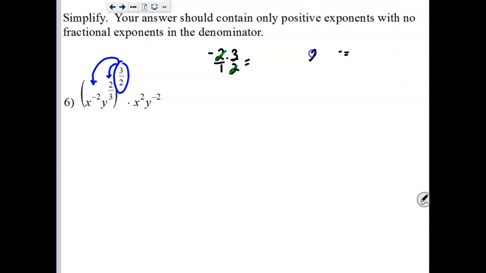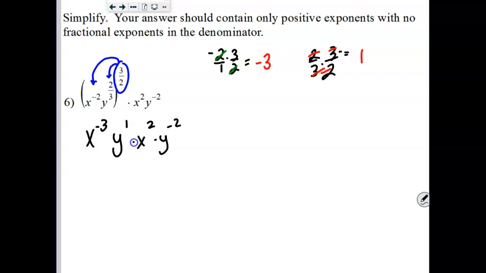Like I said, this is 2/3 times 3/2. Okay, so that one has lots of cross cancellation, right? It just becomes a 1. What does this one become? -3, very good. So this is x to the -3 times y to the 1st, but don't forget you still have the rest of this problem over here.